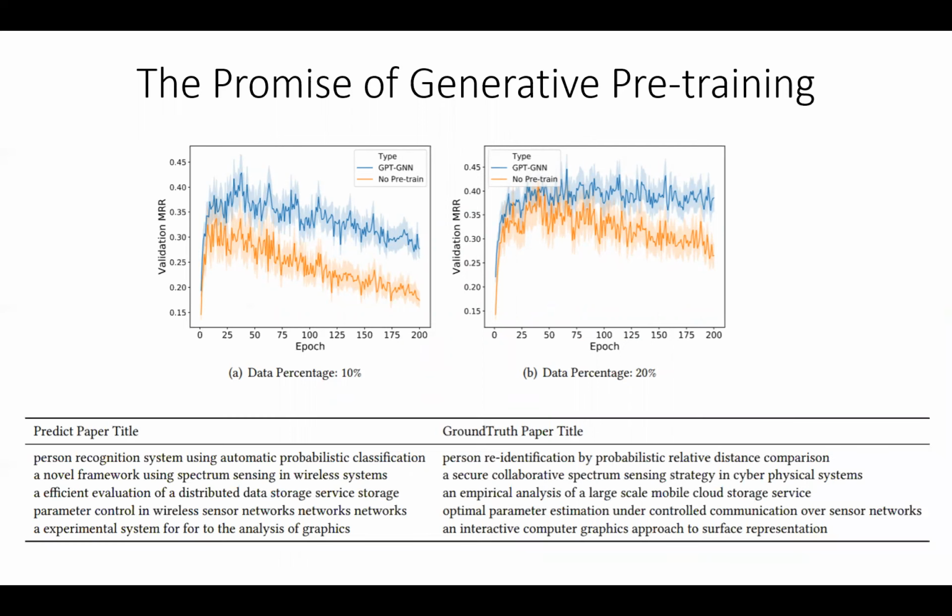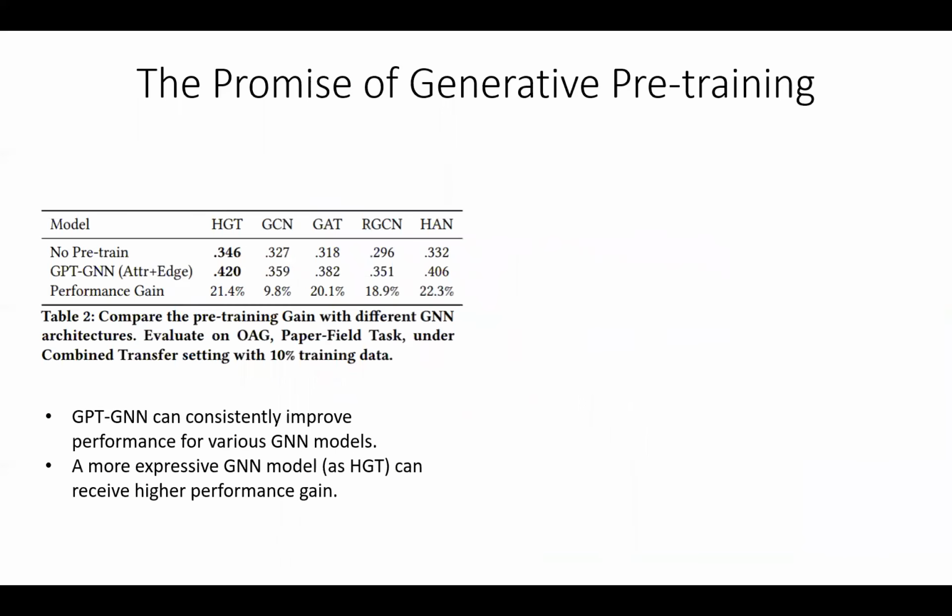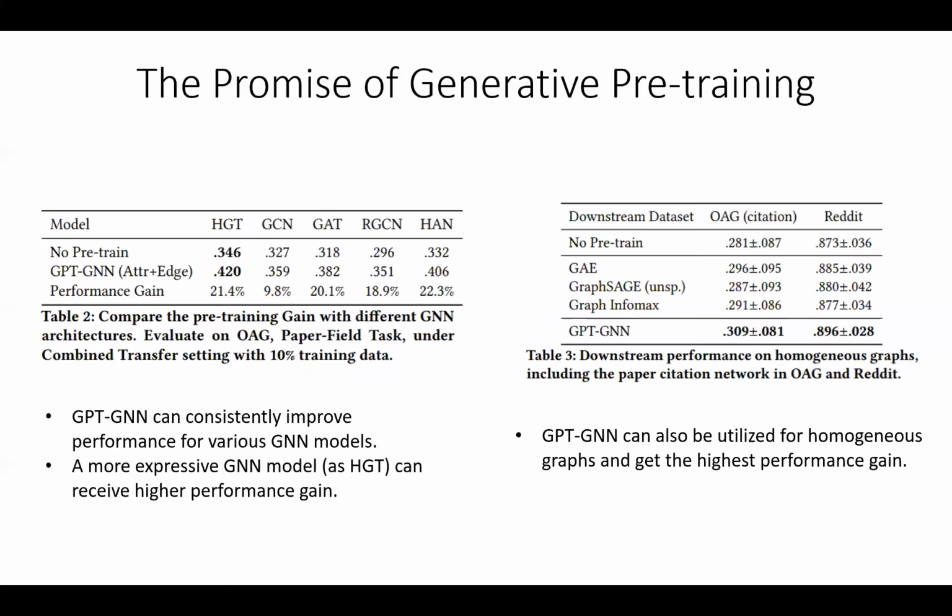Also, we show the generated titles in our pre-training task. It seems that the model can indeed capture the overall semantics of each paper, only utilizing their neighborhood. We also show that GPT-GNN can consistently improve the performance for various GNN models, but a more expressive model such as HGT can receive a higher performance gain. Finally, we show that GPT-GNN can be utilized for homogeneous graphs too, and get the highest performance gain.